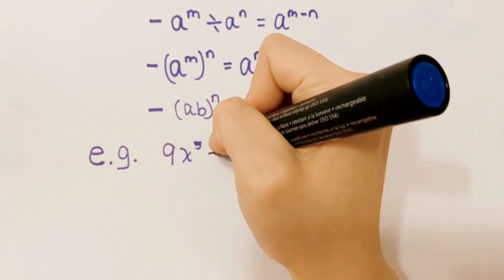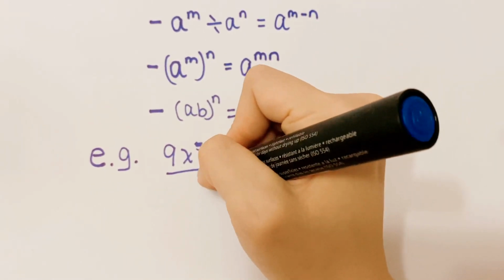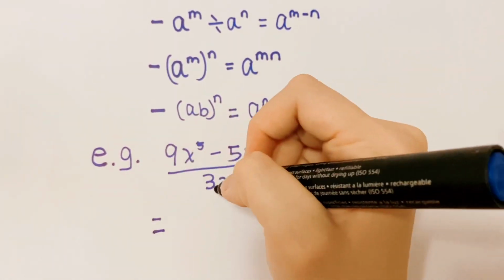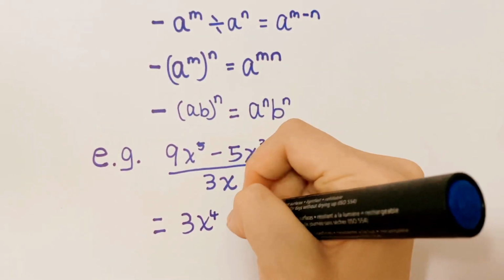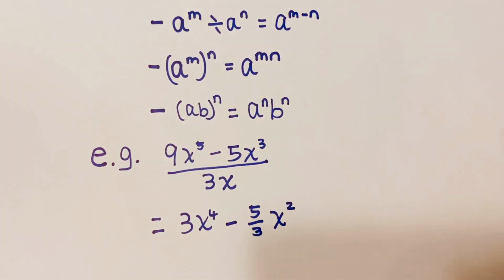And this is an example of this, in which we will start with 9 divided by 3 is 3, and x to the power of 5 divided by x to the power of 1 is x to the power of 4, and minus 5 divided by 3, which is minus 5 over 3, times x to the power of 3 divided by x, which is x to the power of 2.